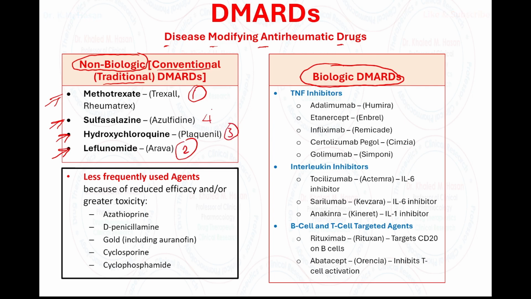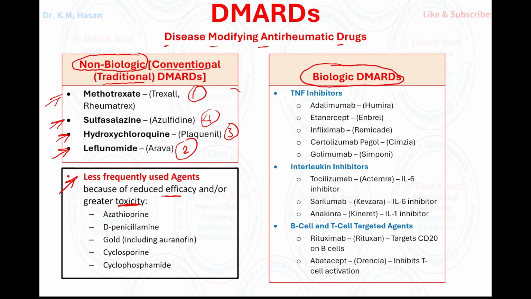Then we have sulfasalazine, the fourth main medication. The same for non-biological conventional DMARDs, we have a group of medication less frequently used because of the toxicity. This group of medication is effective, but compared with what we have there, it has less efficacy. So you can see here we have a list of medication with less efficacy and more toxicity, and therefore we don't use it very often in practice.